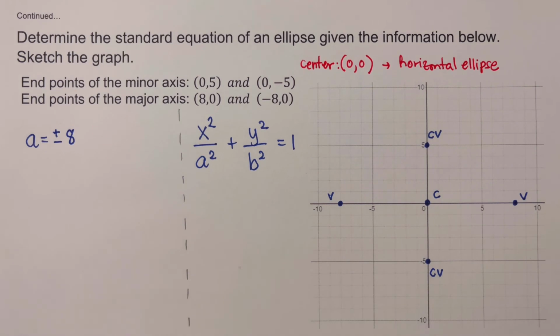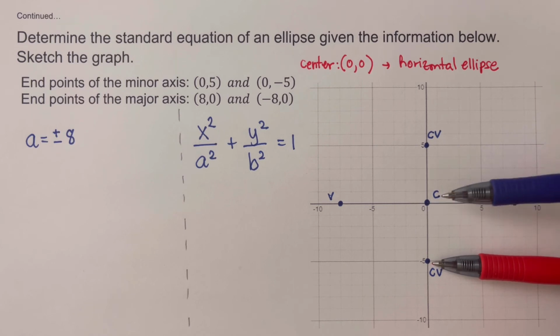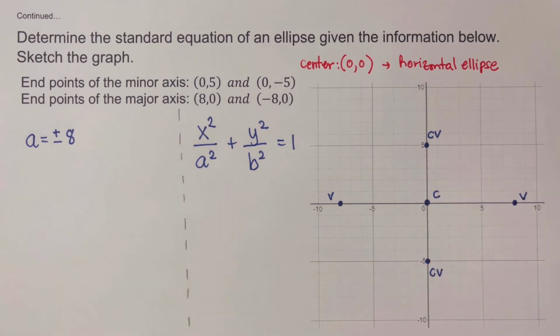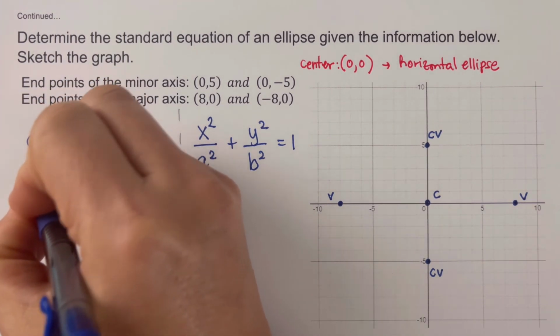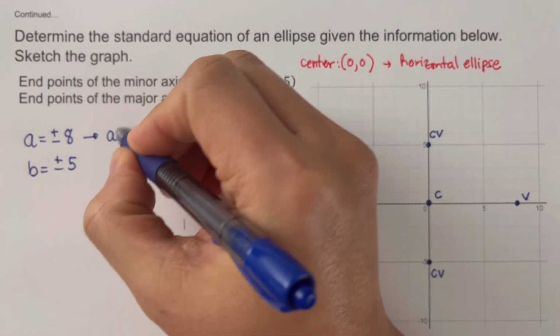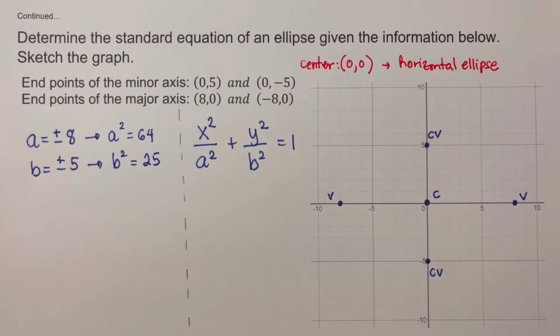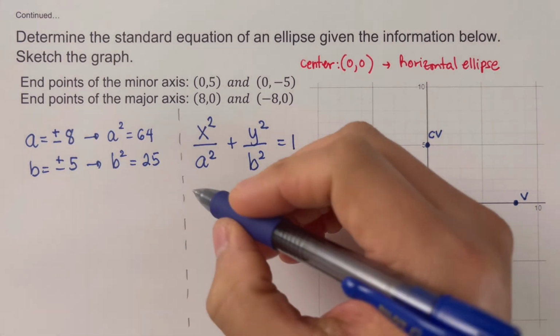Now, to determine the b, we go ahead and count the distance or determine the distance from the center to the co-vertex. Again, there are two ways to do this. You can use the distance formula that is from 0, 0 to 0, negative 5. You can do that, or you can count it. So that would be 1, 2, 3, 4, 5. So our b is plus minus 5. So this tells us that our a squared is 64, b squared is 25. So that we can go ahead and plug these values in here so we are able to get the equation of this ellipse.